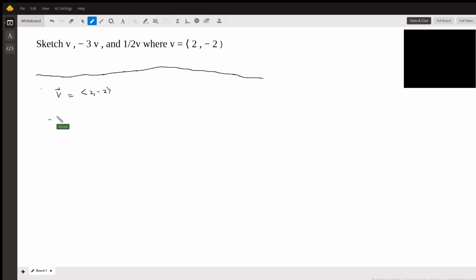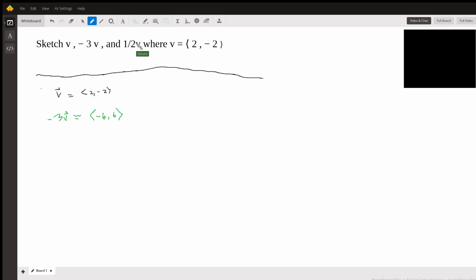So negative 3v is exactly what you would expect of a scalar, which in this case is negative 3, times a vector is going to produce exactly what you would expect. It's going to be negative 6, positive 6. This is coming from 2 times negative 3 to give you negative 6, and then negative 2 times negative 3 to give you positive 6.